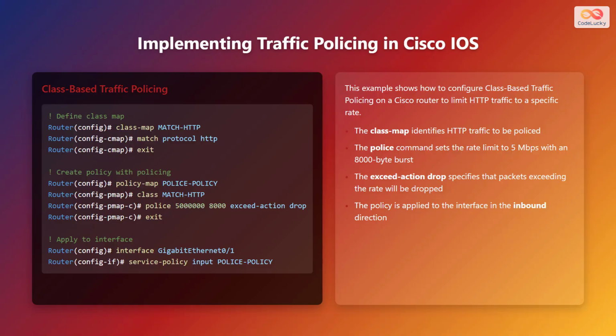Now let's look at implementing traffic policing in Cisco IOS. First, we define a class map just like with traffic shaping. We use the command class-map, followed by a name such as matchHTTP. Then we match traffic based on a certain attribute such as protocol. Next, we create a policy map with policing. The command is policy-map and a name. Then we refer to the class map. We police the traffic to a rate. For example, 5 million bits per second and 8,000 bytes. If the traffic exceeds, we drop the packets. We apply the policy to the interface in the inbound direction using the command service-policy input policePolicy.